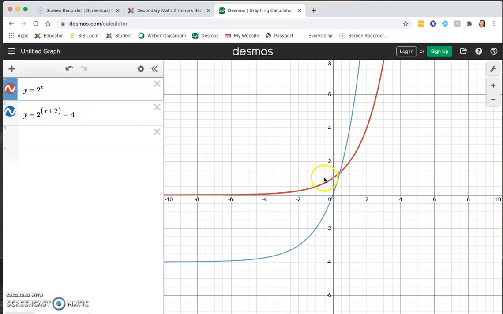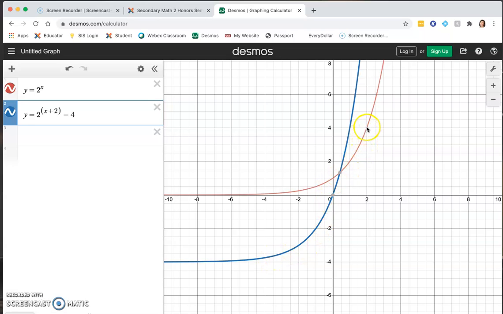So from this point, we're going to go 1, 2, and then we're going to go, let's see, 1, 2, 3, 4. And you'll notice that's on that point right there. Whoops, not that point. That point. So you can see that that is how the graph is translated.